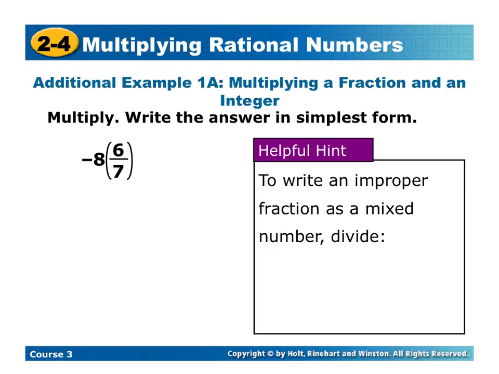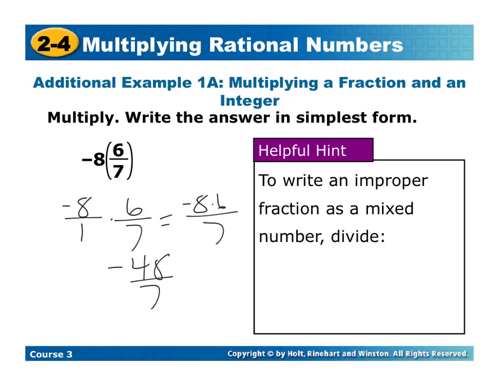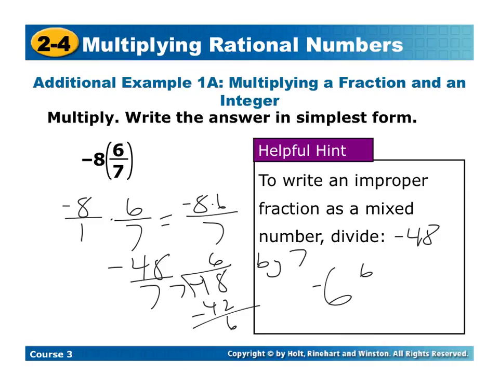So let's look at an example of negative 8 times 6/7. So we have negative 8, which is really negative 8 over 1, times 6/7. So we multiply straight across, so it's negative 8 times 6 over 7, which would be negative 48/7. However, we can also write improper fractions as mixed numbers. So in this case, we would divide negative 48 by 7. So if we did that, 48 divided by 7 is 6 times, with 6 left over, so it would be negative 6 and 6/7.